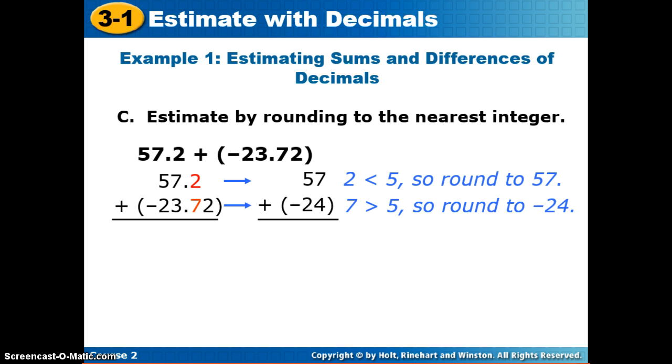But now we see that we're taking a positive number plus a negative number. Just because there's a plus sign doesn't automatically mean we have to add them. If we remember from last chapter, our rules say that if the signs are different, we find the difference. So we have to subtract them. So 57 minus 24 is 33. And we know it's going to be a positive 33 because the bigger number, 57, is positive. So our estimate is 33.